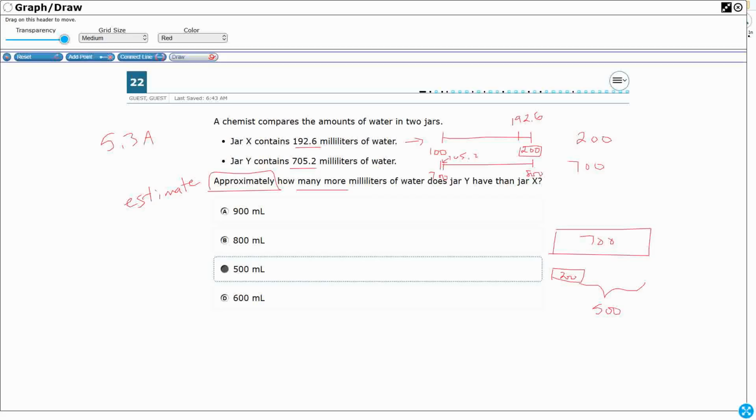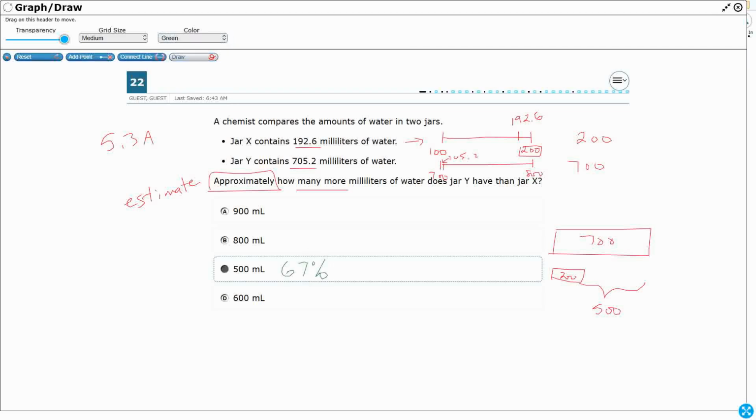And basically, we did pretty well on this as a state. C is the correct answer. We had 67%, so we're feeling pretty good about that. 2 out of every 3 kids got this correct. And then the other answers were just kind of a smattering of incorrect guesses.